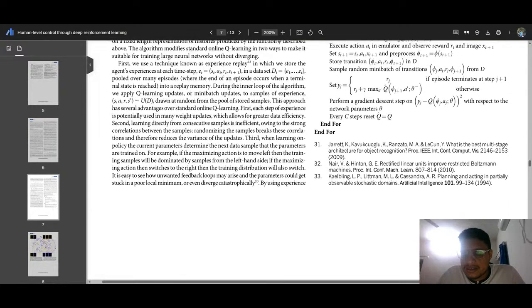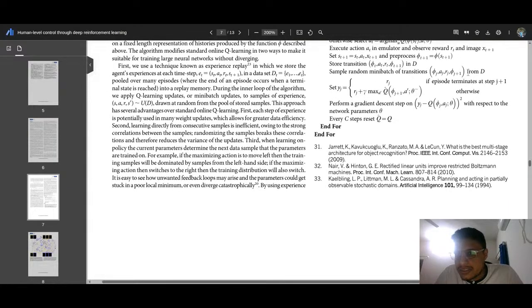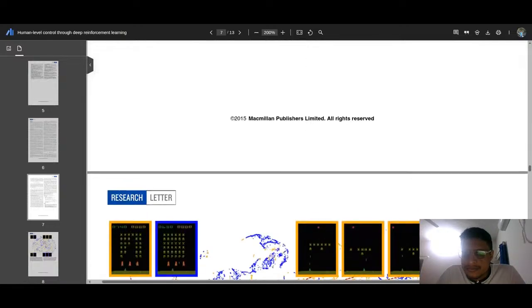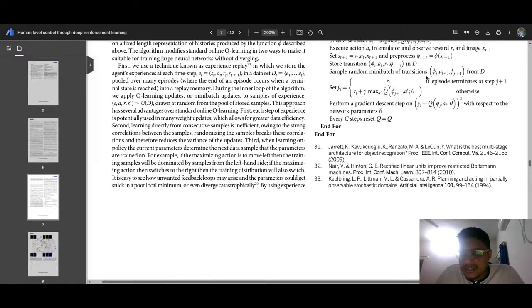Repeat that and select a random minibatch of transitions. Store the transition in D. There are different instances of the same input and same output. So we can see the terms phi_t, a_t and r_t, and we can see the output. Sample a random minibatch of transitions from D. If the episode terminates at step j plus 1, set y_j to this one. Otherwise, we perform a gradient descent step on this with respect to the network parameters theta.